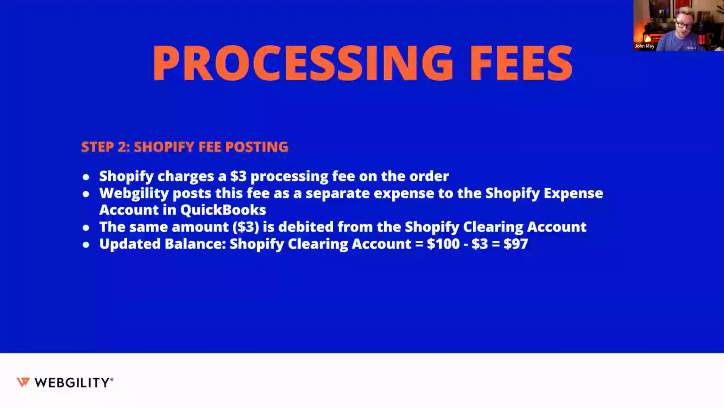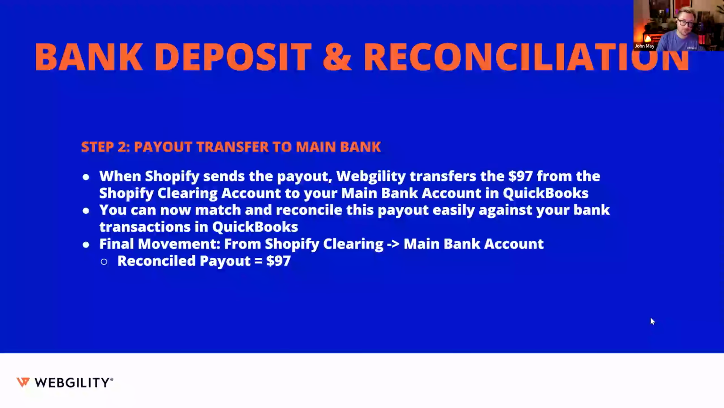Then the same amount, that $3, is debited from the Shopify clearing account, and you have an updated balance in that Shopify clearing account of $97. So you're taking the fees after you've posted the orders, and it's deducting the fees from the Shopify clearing account balance. Then from there, and that's the biggest update that we just talked about, Webgility will send the payout and transfer that $97, the total order minus the fees, to your main bank account in QuickBooks. Again, that's set up under the deposit section that we just talked about. So then you can match and reconcile it against your bank transactions in QuickBooks super easily, right?